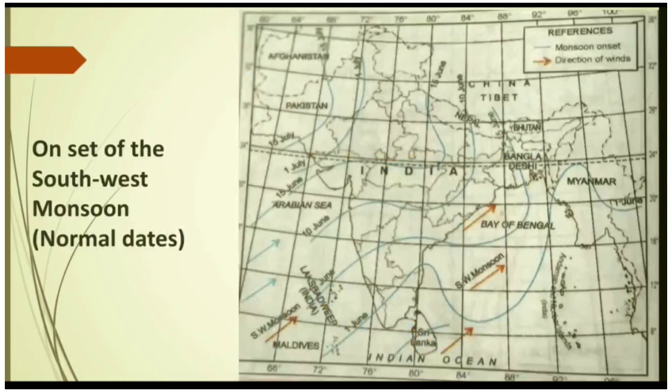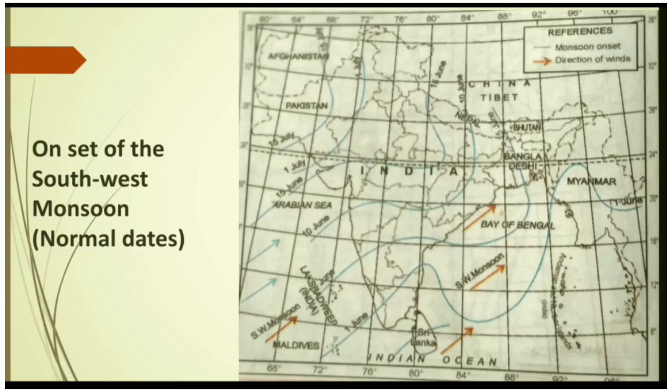Now this is the onset of the southwest monsoon, the normal dates. The rainfall starts from Kerala, that is 1st June, when the Malabar coast of Kerala receives the rainfall. Then on the 5th it spreads over Kerala, that is the west part of Kerala, and Tamil Nadu, Karnataka and Andhra Pradesh towards the northeast, which get the rainfall.